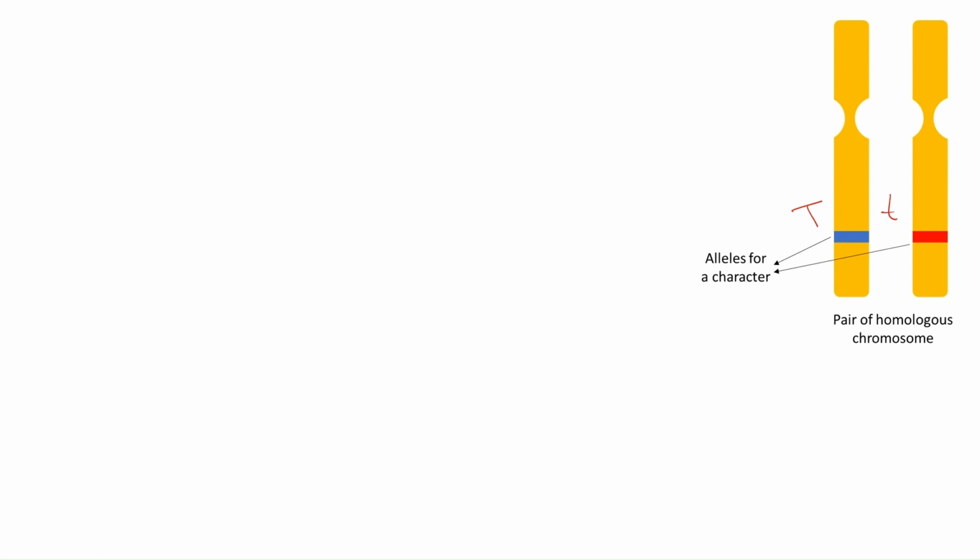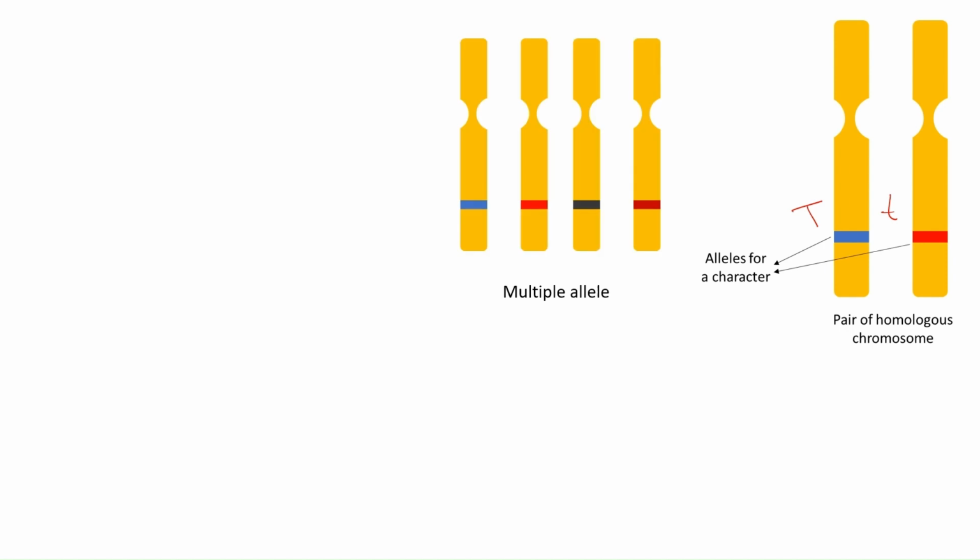for height. Now we also have a condition called multiple alleles. Multiple alleles means we have more than two alternative forms of a gene, though in a particular individual, because we are diploid organisms, we will have only two alleles. For example, A can have the combination of blue and red allele, B can have blue and black allele, C can have red and brown allele, and so on.